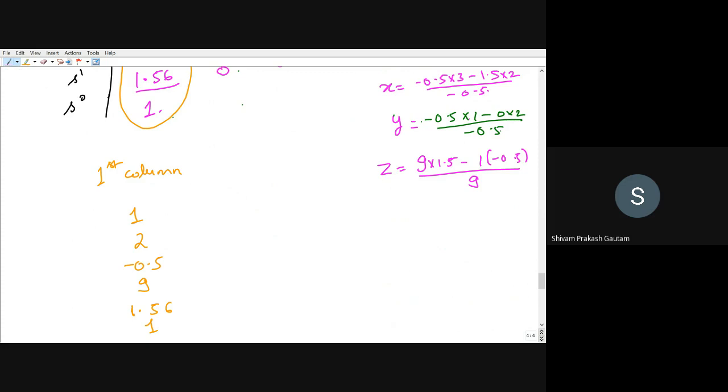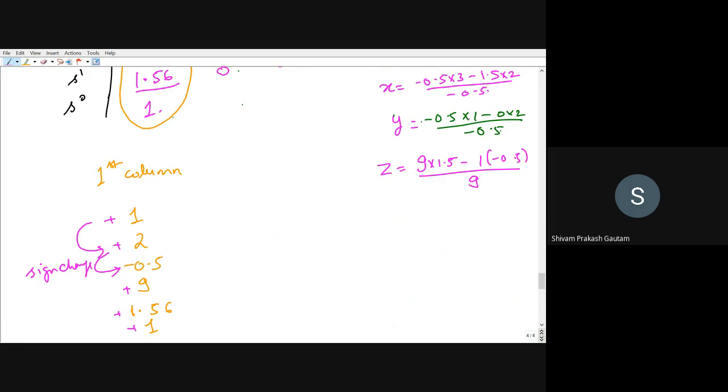You have to observe how many sign changes there are in the first column. Suppose this is a positive number, this is positive, then negative, then positive, then positive, then positive. So how many sign changes are there? When we move from the first element to the second element, you can see that there is no sign change. It remains positive only, right? When we move from positive to minus 0.5, here you can see that there is a sign change.